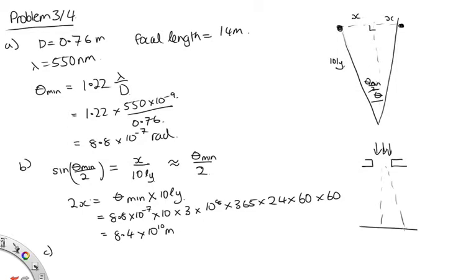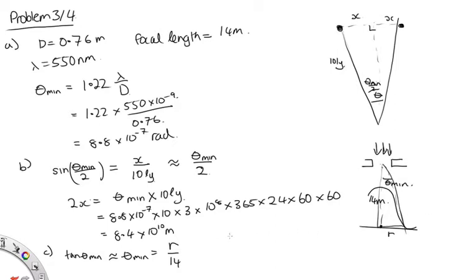Theta min gives us the angle between the central maximum and the first minimum here, and the distance between our aperture and our focal plane is 14 meters. So we'll be considering this triangle here, and what we'll actually want to get is the diameter. So this here is the radius, and we'll need to double it to get our diameter. So we have tan theta min, which is approximately theta min, is equal to r over 14.